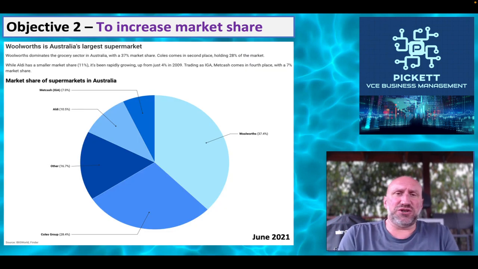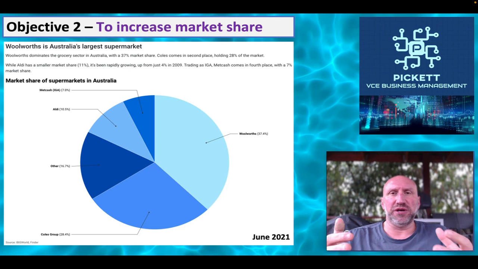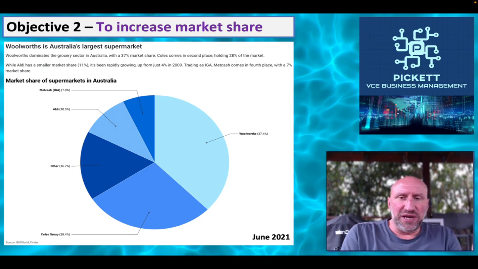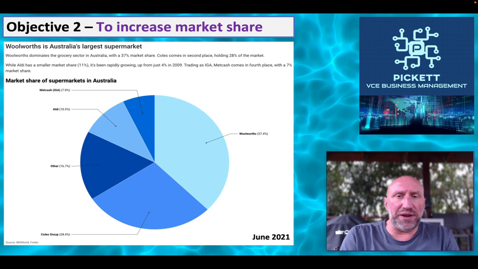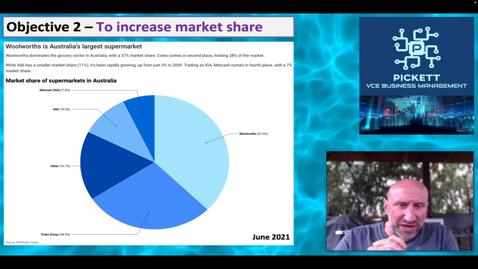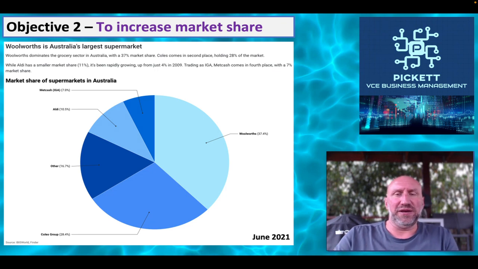Now, I'm just giving you a bunch of examples here, to demonstrate the point of market share and how it's shown. Generally, it's shown in a graph or a chart of some description. So here, this is obviously a pie chart, and this shows a particular time. So this was June 2021, the market share within the supermarket industry in Australia. So you can see there, Woolworths had the greatest market share at 37%. Coles was second, at 28 or 29%, and all the others kind of falling behind. So a pie chart is a common way to demonstrate market share.